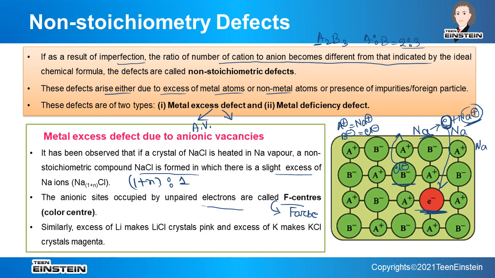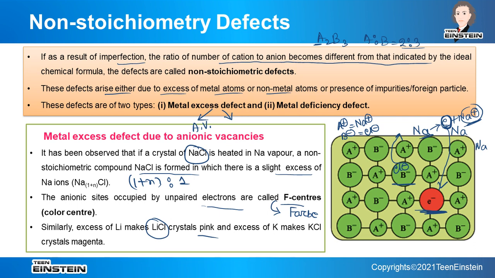Similarly, in place of NaCl, if we take lithium chloride, it will also behave in a similar way because lithium is also a group 1 metal. When we heat lithium chloride in the presence of lithium vapor, the color will be pink. And if we heat KCl in the presence of potassium vapor, the color will be magenta. As color is generated, we say that the F center or color center is created, and the term F comes from the German word Farbe, which means color.